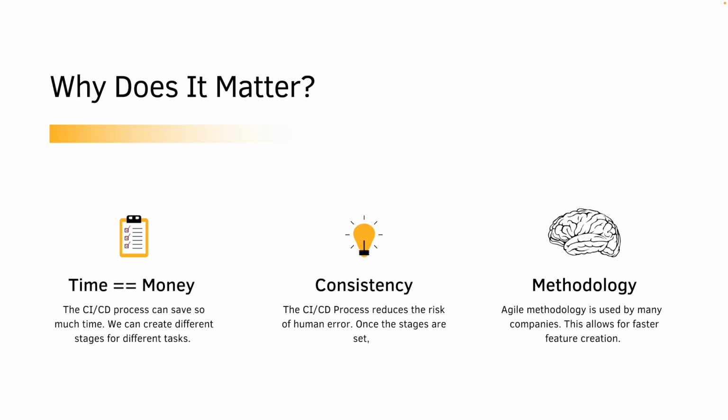Then we have methodology. The CICD methodology allows for the delivery of new features with relative ease. A lot of companies use Agile, and with CICD, it makes delivering features at the end of sprints way easier. Just make a PR, and it triggers a pipeline to run, right? And if you were to merge that code into a branch like the main branch, then a deployment process can occur.